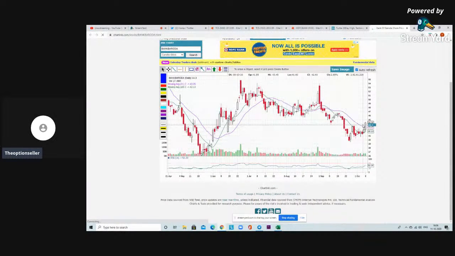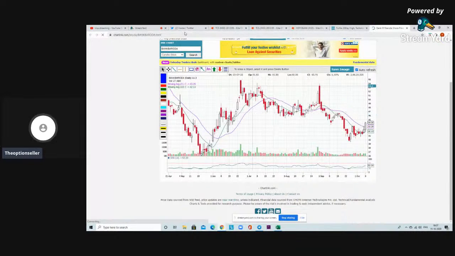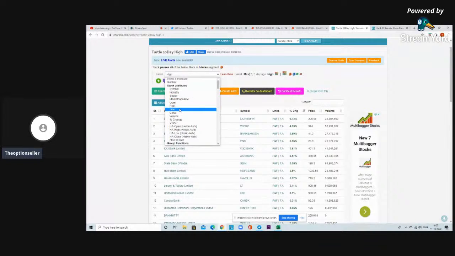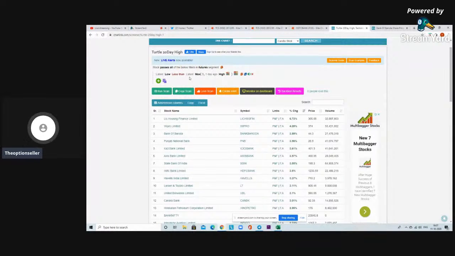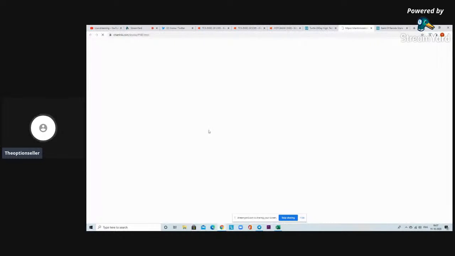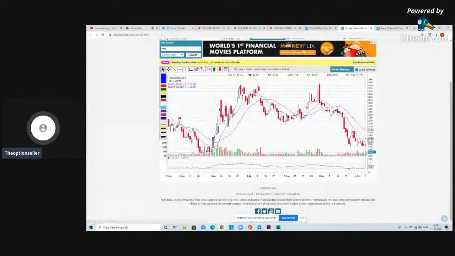Have you understood till now? So you can use charting to identify which stocks have broken up or broken down. Similarly, if you want to see stocks which are bearish, you just change it to latest low less than max 3 days low, and you run the scan, and it will show you these stocks. For example, Punjab National Bank has broken the last 3 days lows here, but it broke the high also.